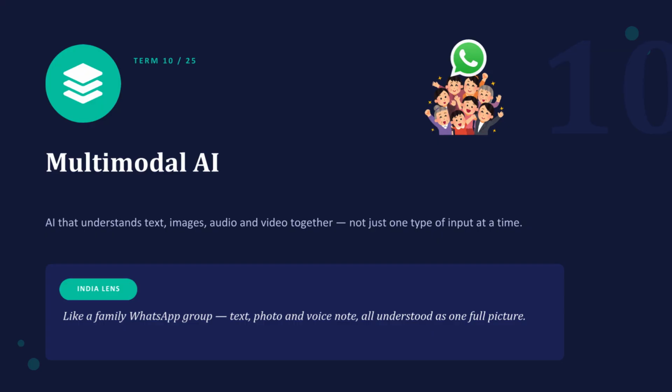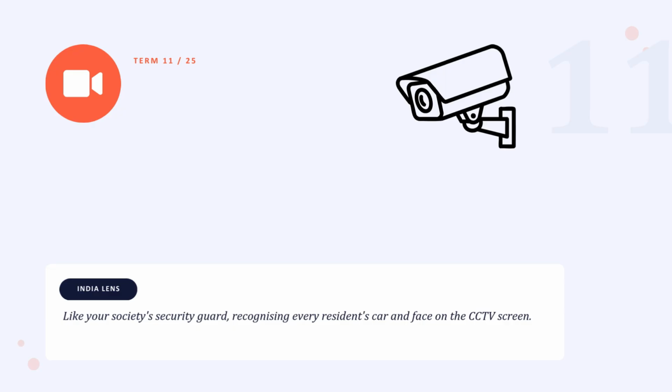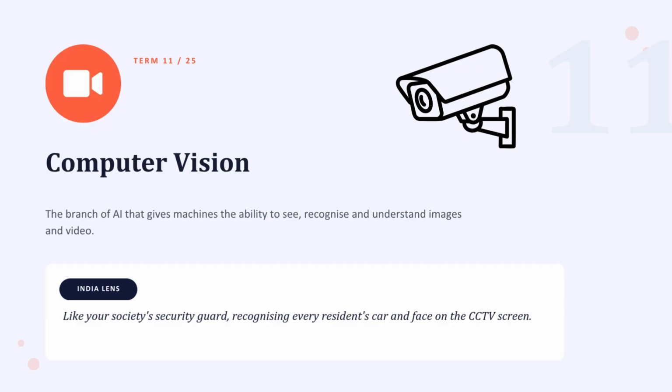That's multimodal AI. Imagine your housing society security guard sitting at the gate and watching the CCTV screen. He's recognizing which car belongs to which flat, which face is a regular resident and which one is a stranger. Now, computer vision is the branch of AI that gives the same power to machines to see, recognize, and understand images and videos. This is also what powers the face unlock on your phone and traffic challan cameras that read your number plates automatically.